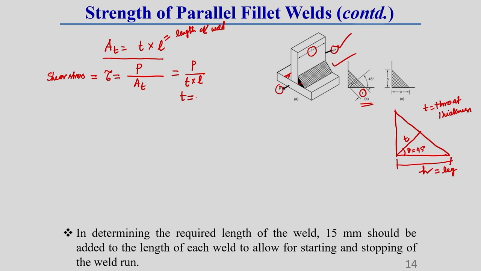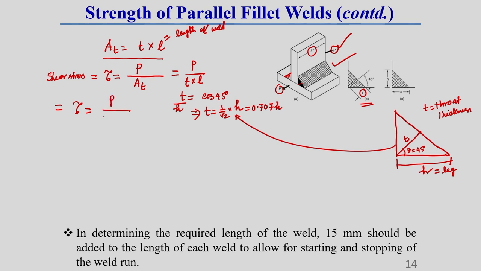How? Because here you know that T by H will be equal to cos 45 degree, correct? So, from this figure itself you can see, we can write T as 1 by root 2 into H. So, the throat thickness, this 1 by root 2, its value will generally be 0.707 into H. So, here what we are getting is the shear stress in a fillet weld, tau equal to P divided by 0.707 H into L, correct? This you can get from this equation.